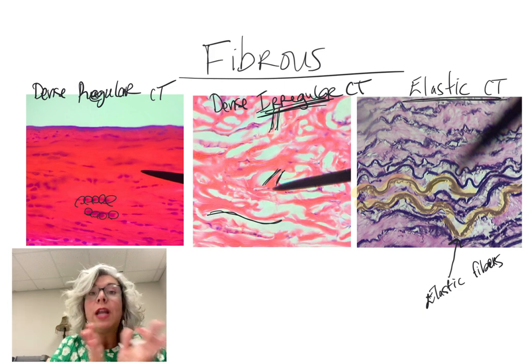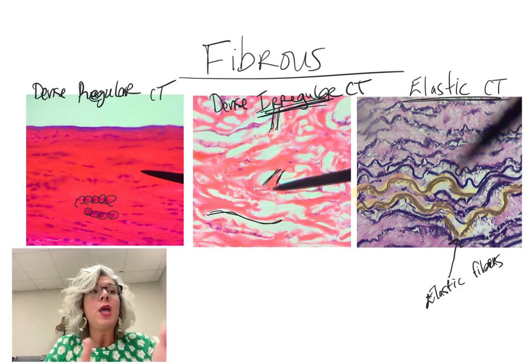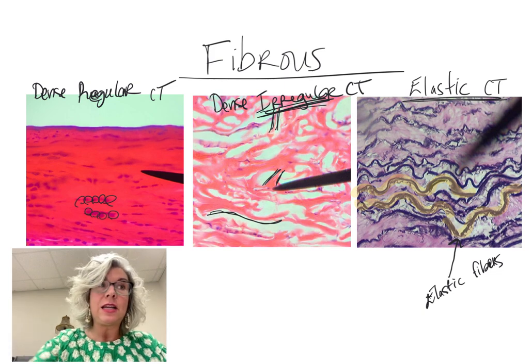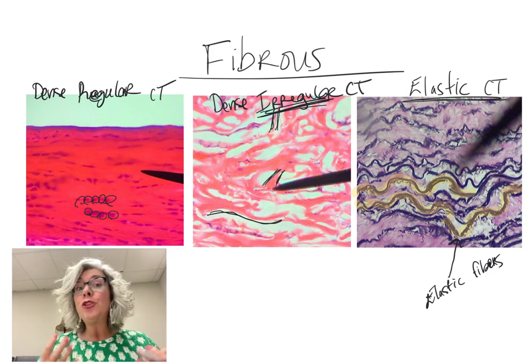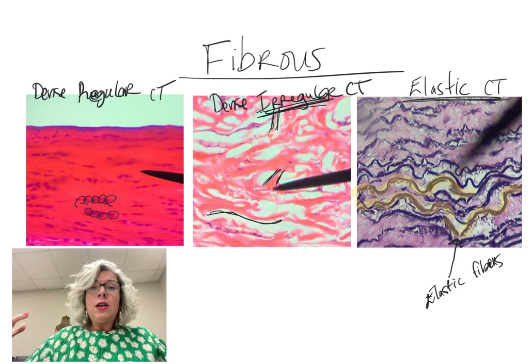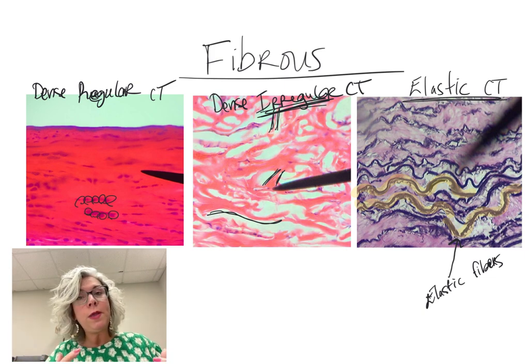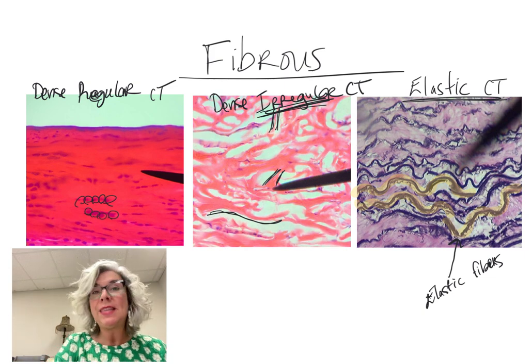So this stretching ability for it to stretch out and recoil is possible because of this elastic CT that's there. You also see elastic CT in your lungs, because when you inhale, your lungs expand, and when you exhale, your lungs recoil. So that rhythmic breathing, inhaling and exhaling, and the stretching and recoil of your lungs is made possible by the elastic CT.